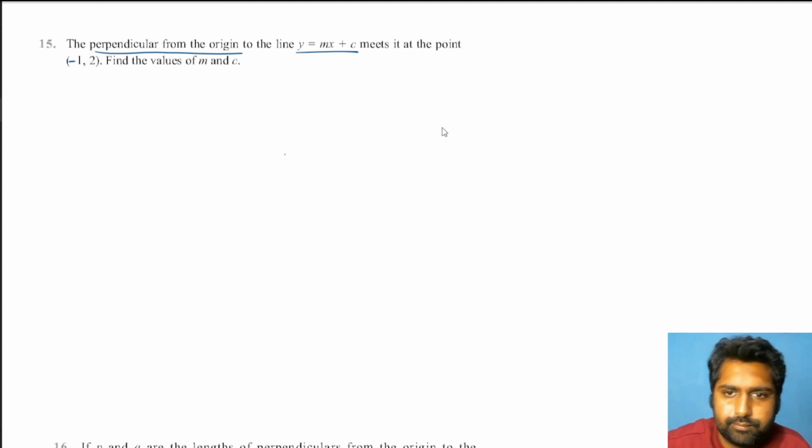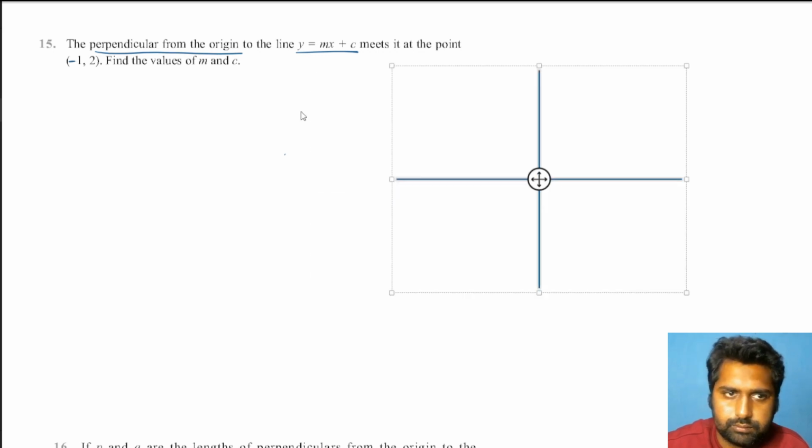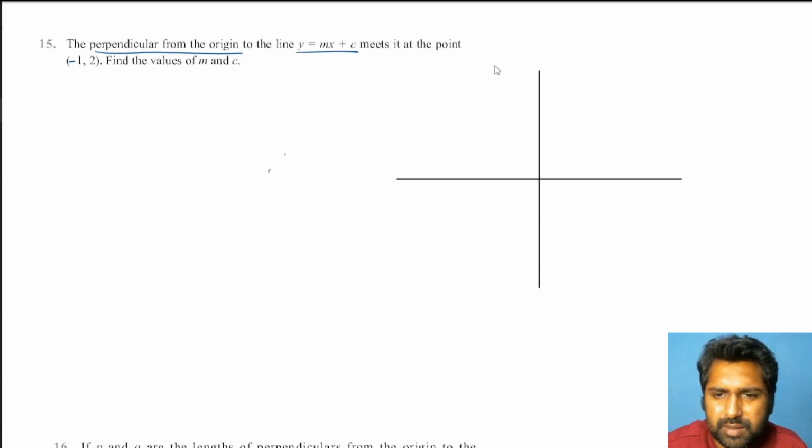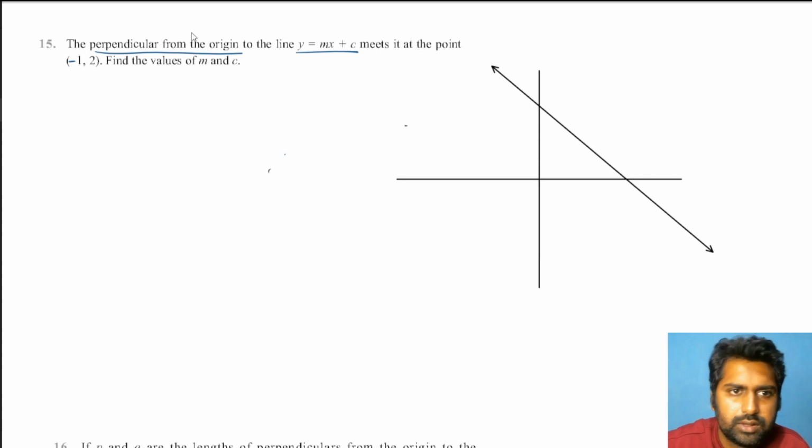Okay, first analyze. He's saying there is a line, first of all, y equal to mx plus c, right? So it can be anywhere, doesn't matter. This can also be y equal to mx plus c. The point is there is a perpendicular from the origin. You might think perpendicular from origin must be normal form. No. We have not talked about the angle or the distance of this perpendicular. He's saying that the perpendicular to this meets at the point minus 1 comma 2.